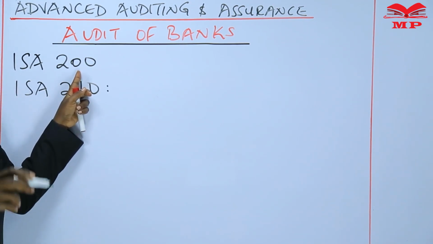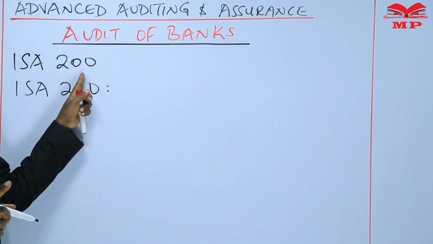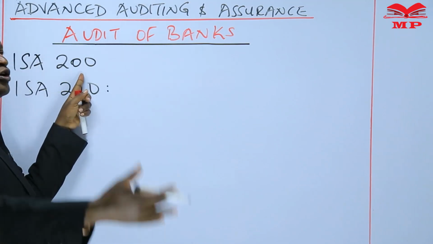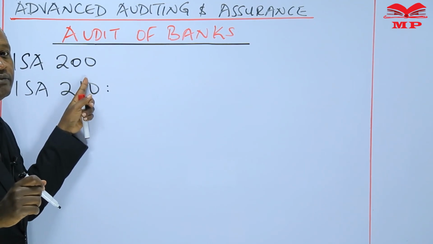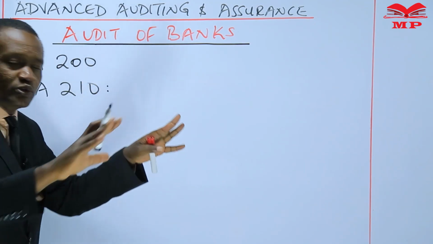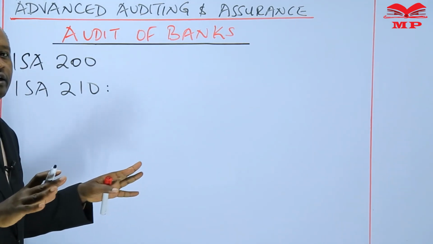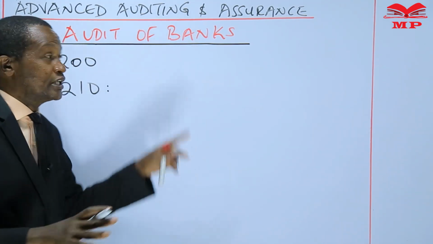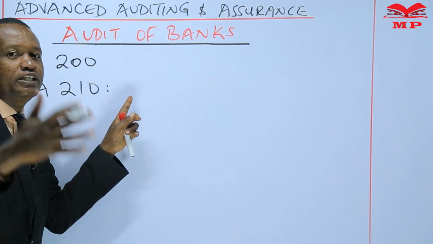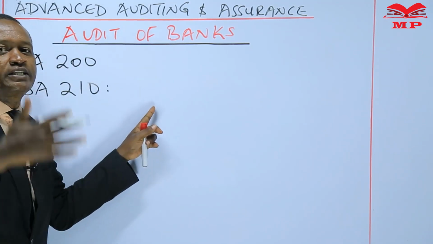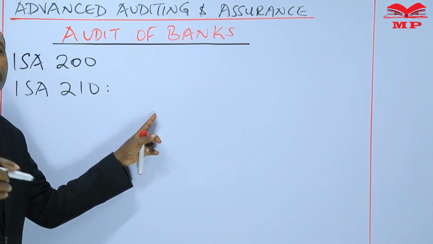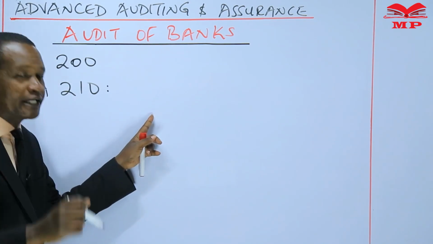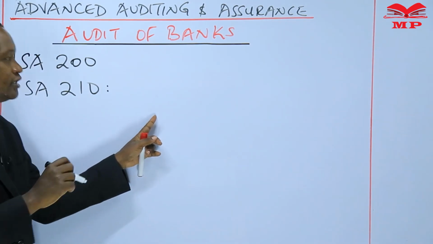Objective and general principles governing an audit of financial statements. I've said that the objective of an audit of financial statements, here we are talking of general statements of all the types of businesses, including banks. The objective is to enable an auditor to express an opinion whether the financial statements are prepared in all material respects in accordance with an applicable financial reporting framework.